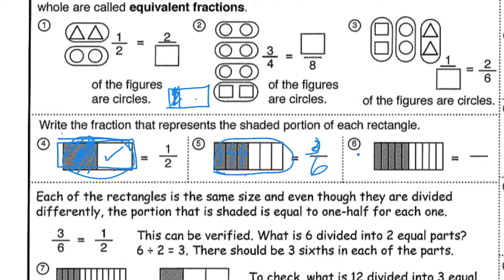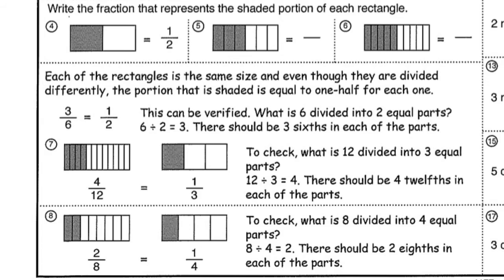Pause the video. Okay, on this one you have 1, 2, 3, 4, 5 that are shaded, and all together, when you count those, you get 10. 5/10 that are shaded. All right, moving right along. Each of the rectangles is the same size, and even though they are divided differently, the portion that is shaded is equal to 1/2 for each one. Okay, so we're going to see that right here.